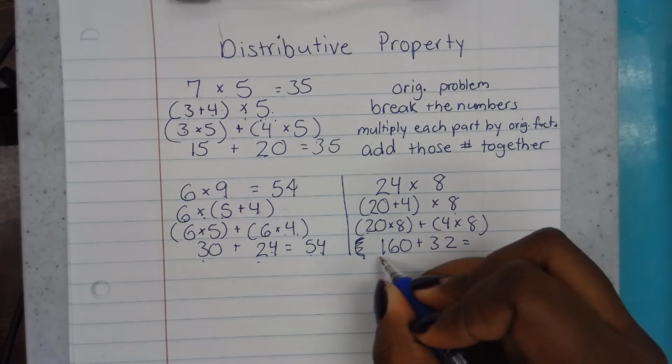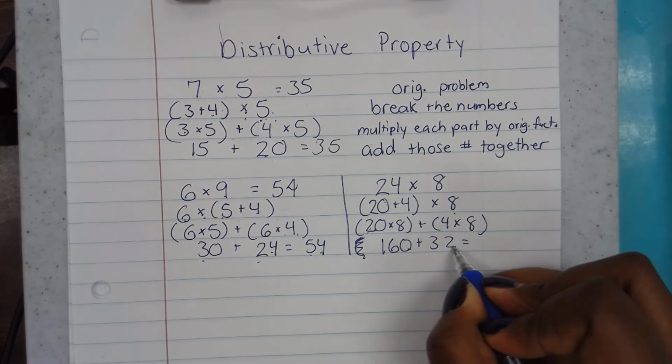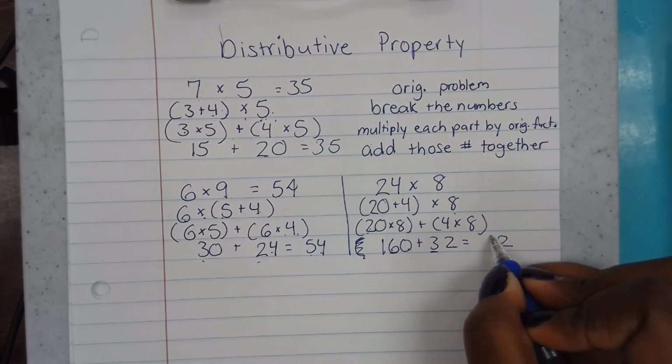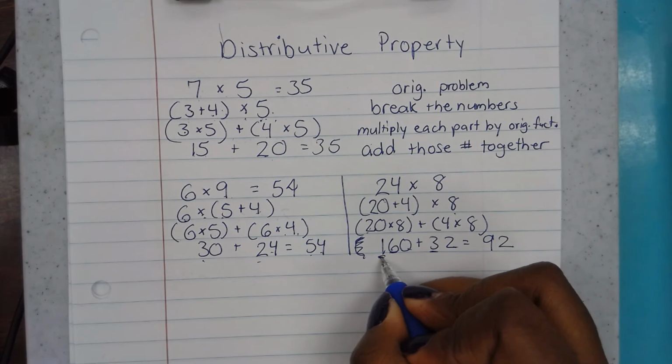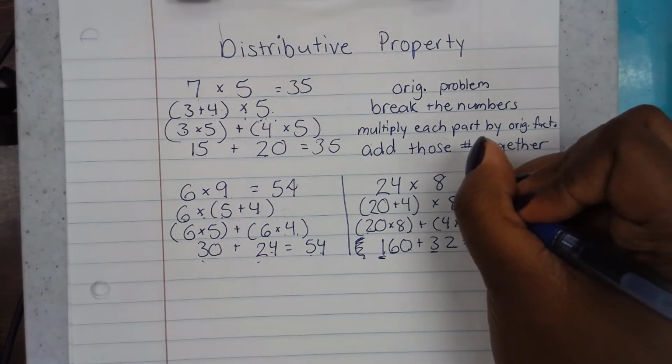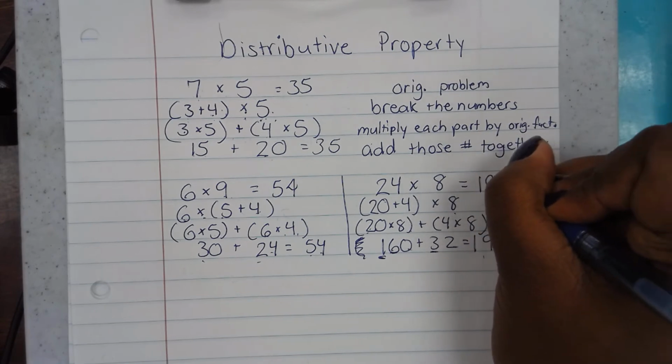And then we're just going to add 160 to 32. 0 and 2 makes a 2 in the ones place. 60 and 30 makes 90 in the tens place. And 1 in the hundreds place means a 1 in the hundreds place, which gives us the answer of 192.